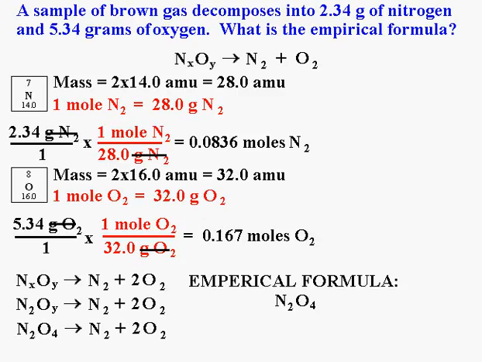To get the simplest whole number ratio, I need to divide by the common factor. Common factor is 2. So when I divide by 2, I get the true empirical formula, NO2. That's the answer to the question.